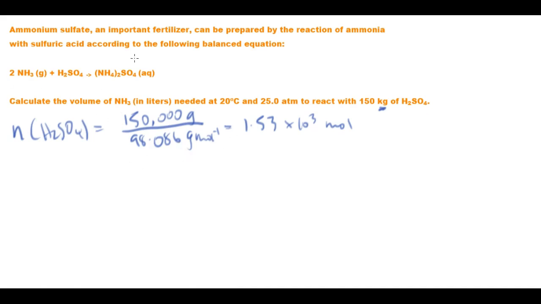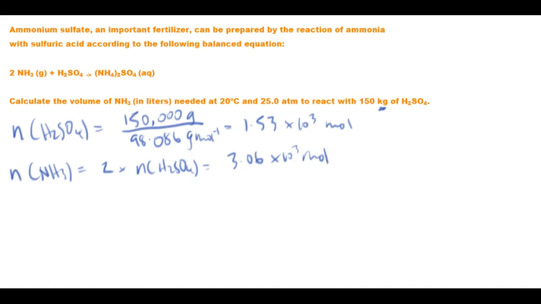Now, because we have this reaction, we can figure out the number of moles of our ammonia. If we look at the ratios, the number of moles of our ammonia gas is going to be twice the number of moles of our sulfuric acid, which is approximately 3.06 by 10 to the 3 moles.